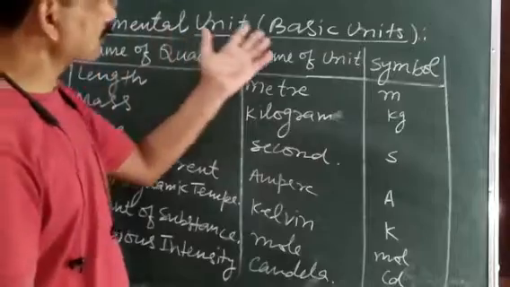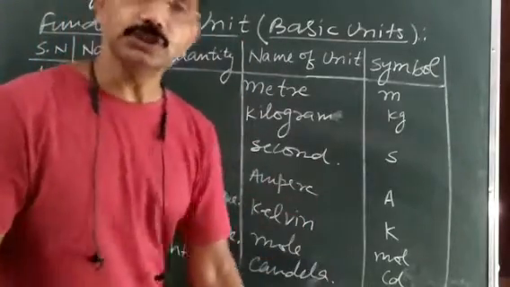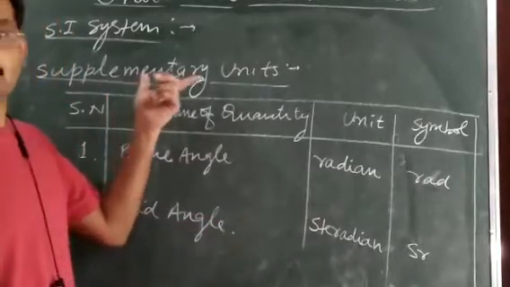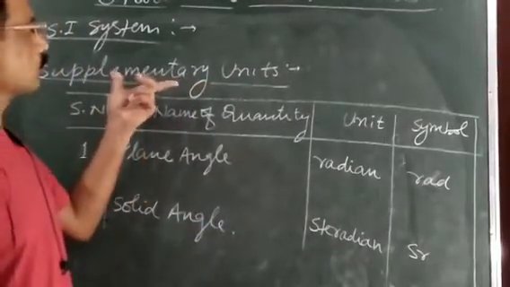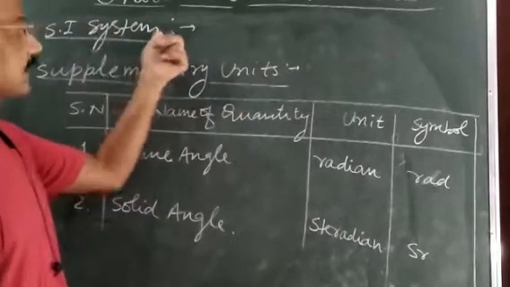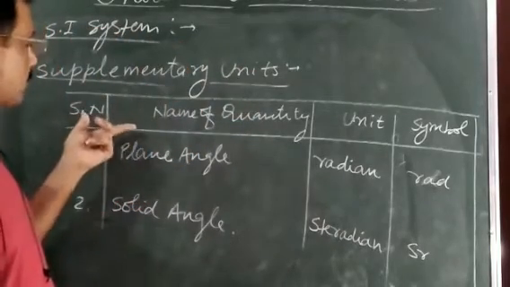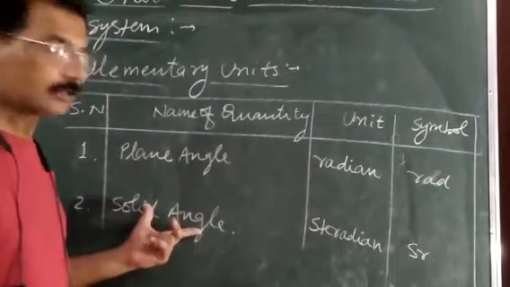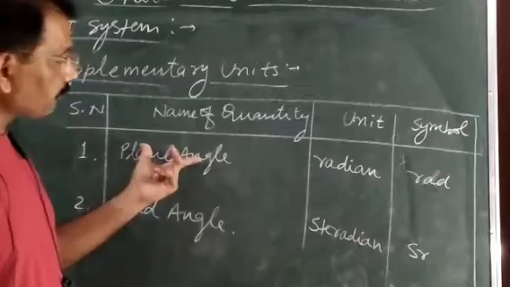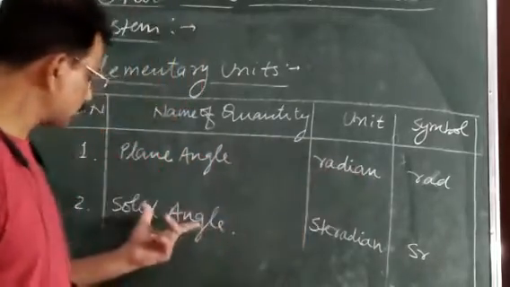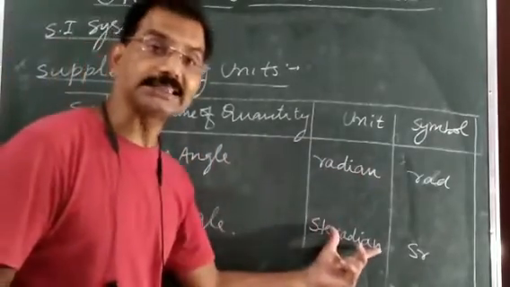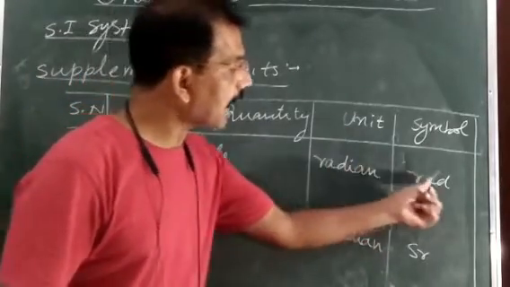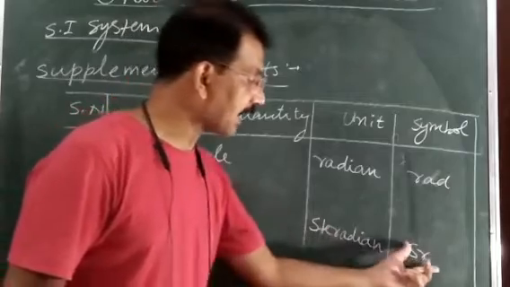Besides the seven fundamental quantities, there are two supplementary quantities which are also involved in the SI system. These two supplementary units are plane angle and solid angle. Plane angle is measured in radian, and solid angle is measured in steradian. The symbol for radian is rad and for steradian is sr.